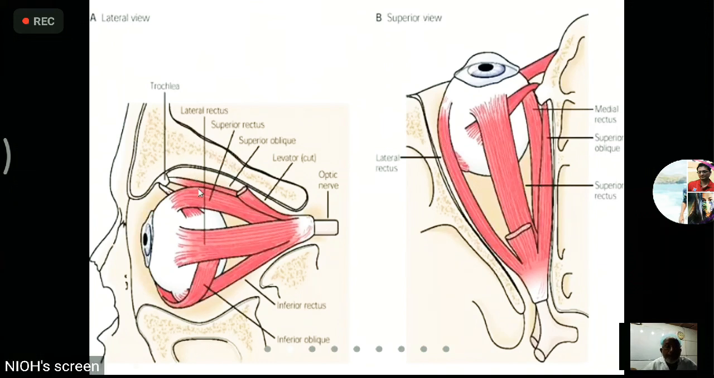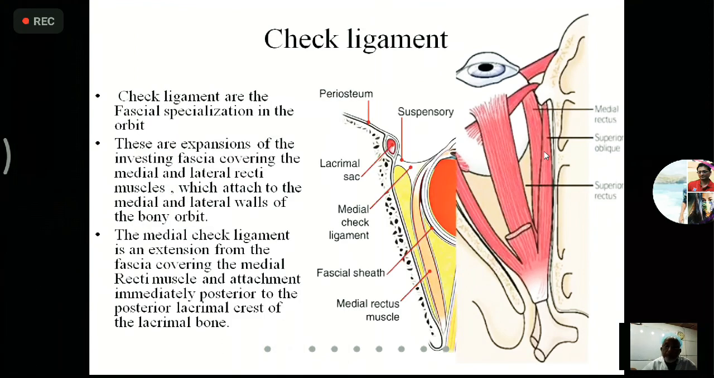We call this the sagittal view, and this the coronal view. In this way, if we think about it, I have shown the muscles here. This is the lateral rectus muscle, this is the superior oblique muscle, the trochlea, this is the levator muscle, this is the optic nerve, and the inferior rectus muscle and inferior oblique muscle. And in this figure we also see the medial rectus, lateral rectus, superior rectus, and the superior oblique muscle also.